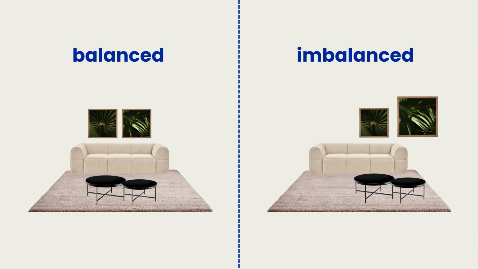When a space is imbalanced, your brain notices instantly. Even if you can't explain why, you'll just feel slightly uneasy, like something's not clicking. That's why when designers talk about a room that feels right, what we're talking about is balance. So if your space feels off, it's probably not the sofa or the color, it's the balance.